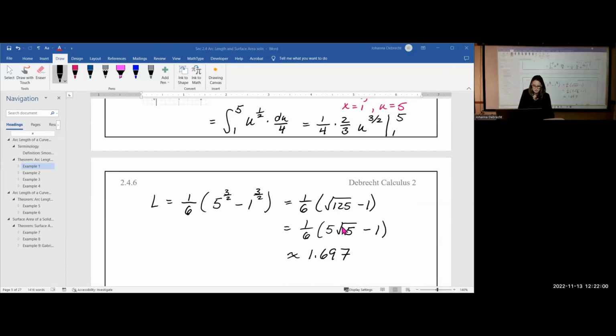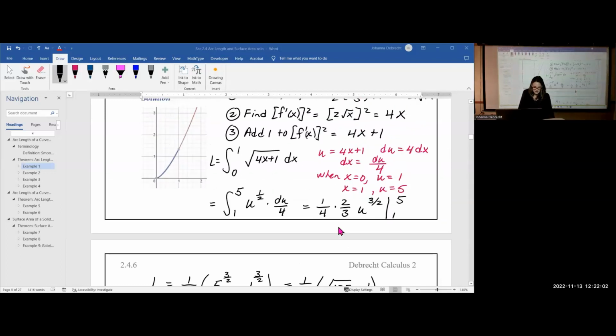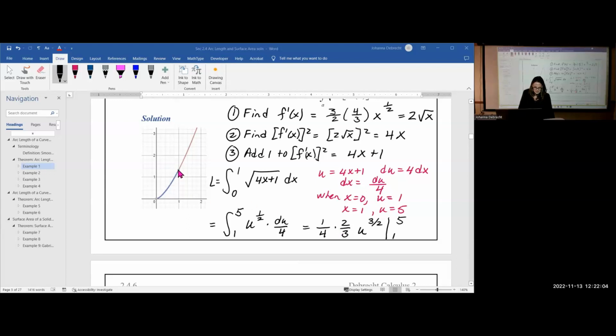So let's come back to our graph and see if we buy that. If we're looking at this right here, I know that this length from here to here is 1, and this length right here is definitely longer than that. It does look like it could be about 1.7 long, so my answer seems reasonable.